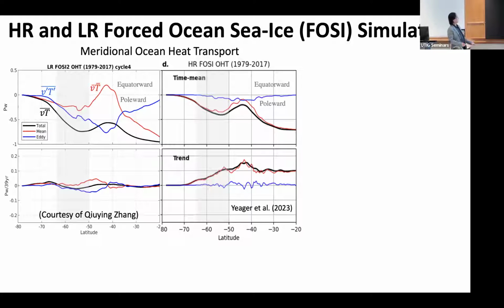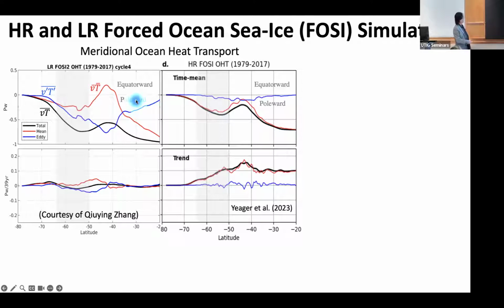And then we look at the ocean component. In this case, we're comparing two sets of ocean model simulation forced with exactly the same atmosphere forcing. So this is what we call the forced ocean sea ice experiment. So we forced the ocean model in high resolution and low resolution mode. And then we look at the ocean response, right? So what I'm showing you here is the meridional heat transport in the Southern Ocean. On the left is the low resolution model results. On the right is the high resolution model results. The top panel is showing you the time mean heat transport. The bottom panel is showing you the trends, right?